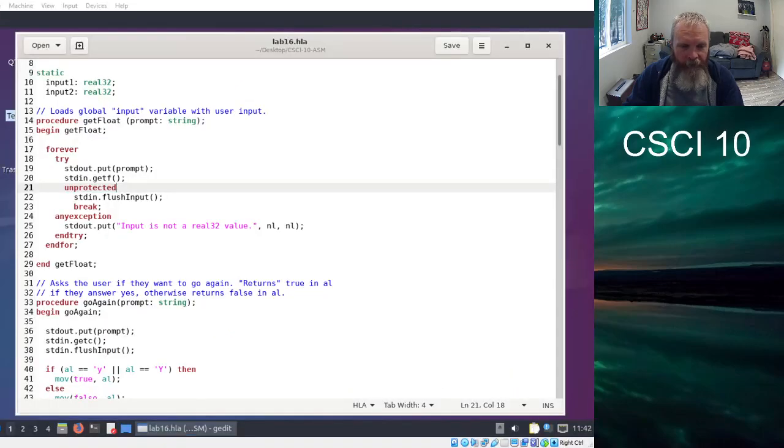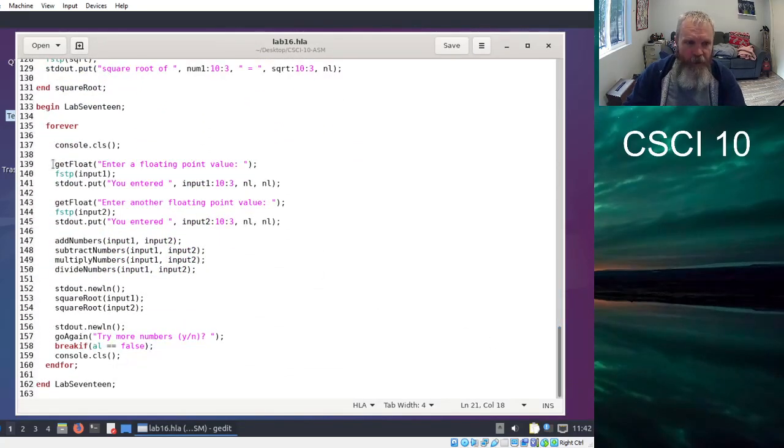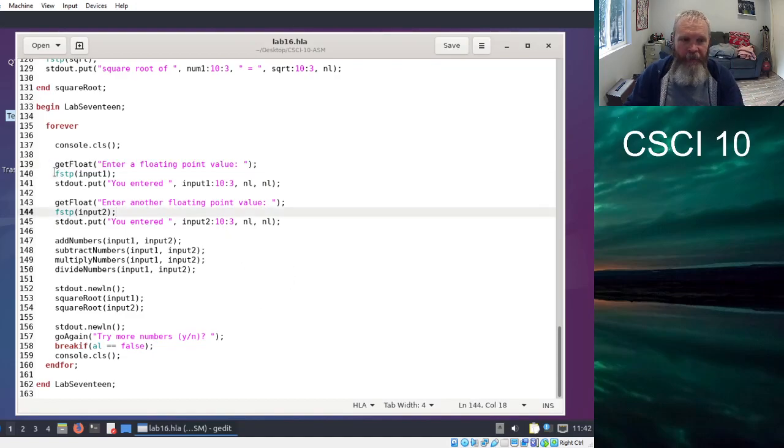So let's go back and look at some other implications in code. I'm going to scroll way to the bottom here first and show you where these are being used. There's the get float, and that's going to, when it's done, have left a value on the top of the floating point stack. So this next instruction pops the floating point stack. So float, and then basically stack pop.